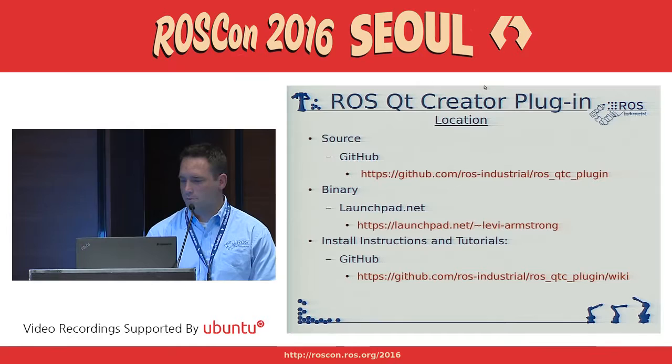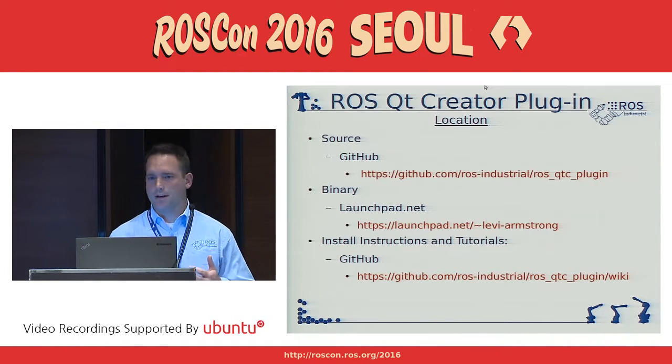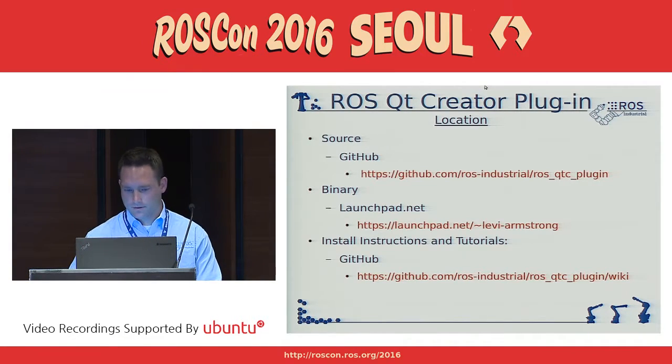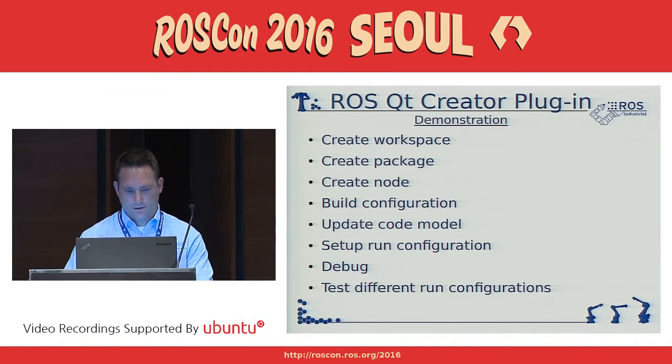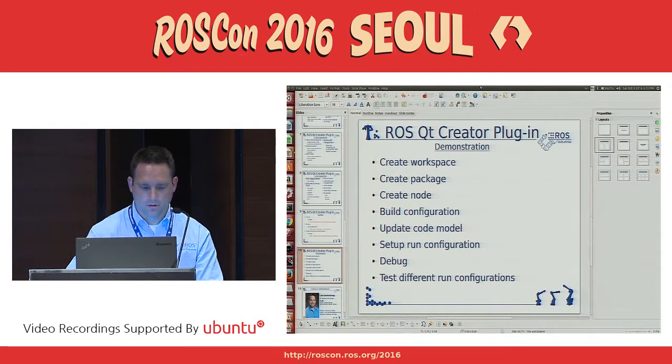So the plugin can be found on GitHub under ROS Industrial, ROS QTC plugin. The binary for it is currently stored on launchpad.net, so you can actively get updates. It's continually being updated. The install instructions and tutorials for the IDE plugin are also located on GitHub under the wiki section. So I'm going to give a demo of the plugin.